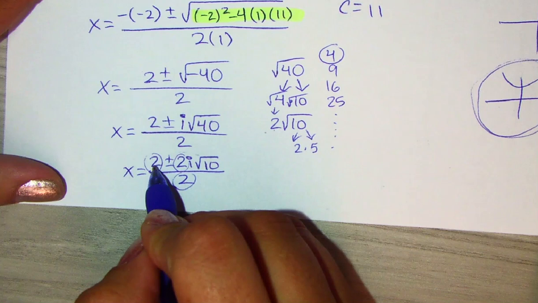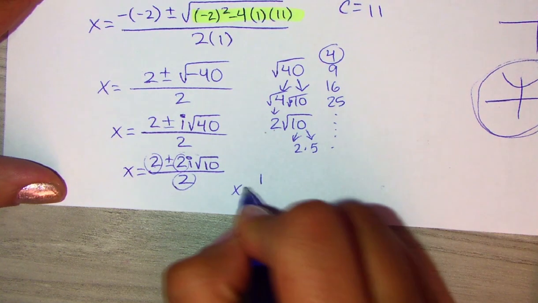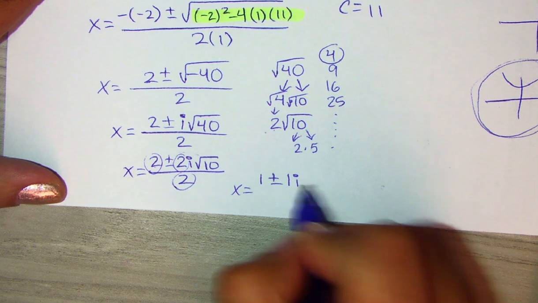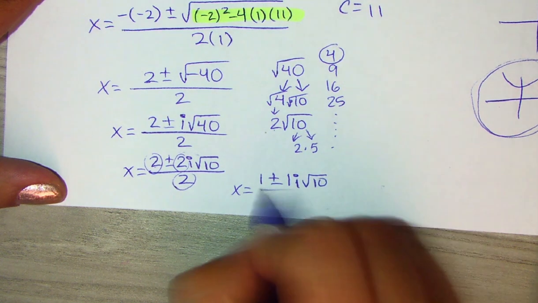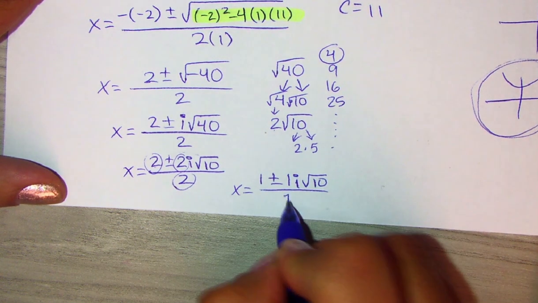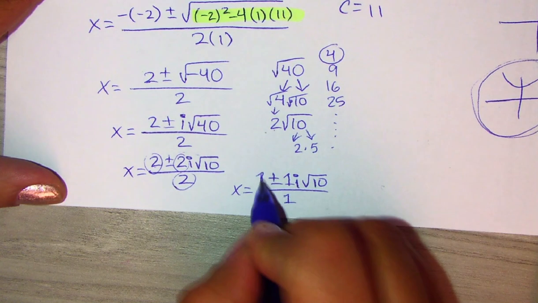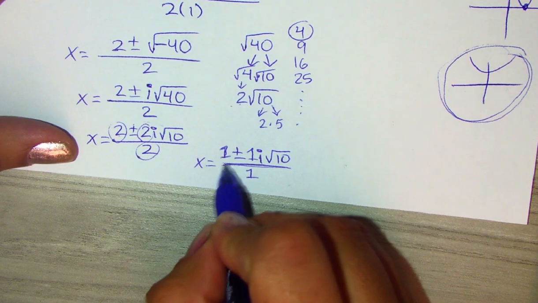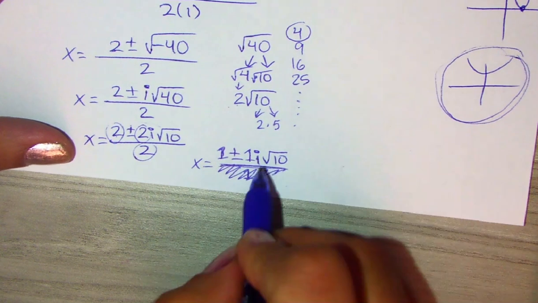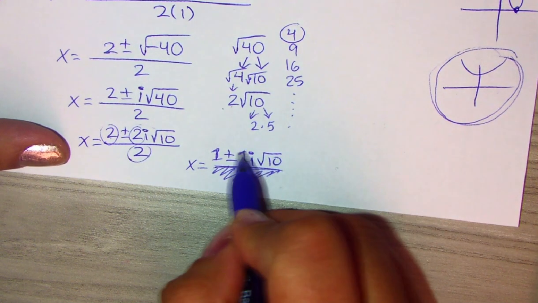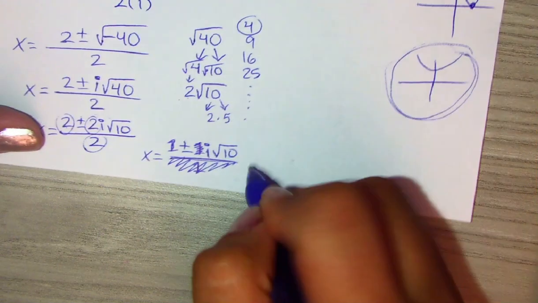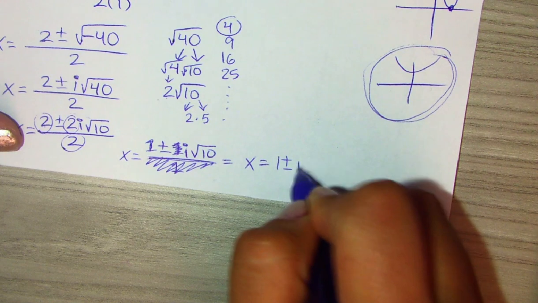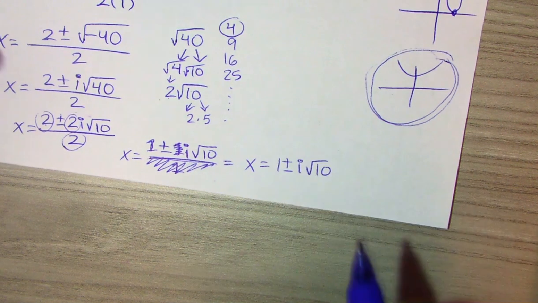So if we divide 2 by 2, we're going to get a 1. If we divide this other 2 by 2, we're going to get another 1. And then if we divide the bottom 2 by 2, we get another 1. So let's keep cleaning it up a little bit more. Anytime we divide by 1, it's the same thing, so we don't need this. And anytime you have 1 as a coefficient, you don't need to write it because you just know 1 is there. So technically, the answer here will be 1 plus or minus i square root of 10.